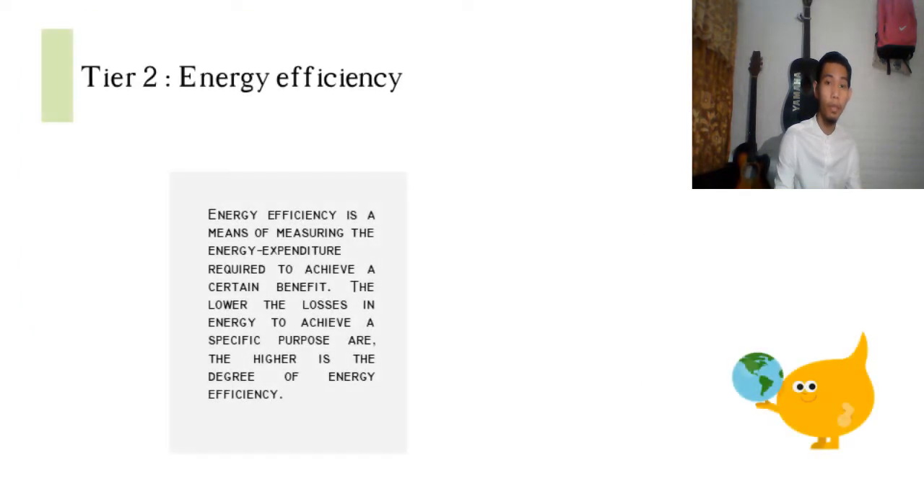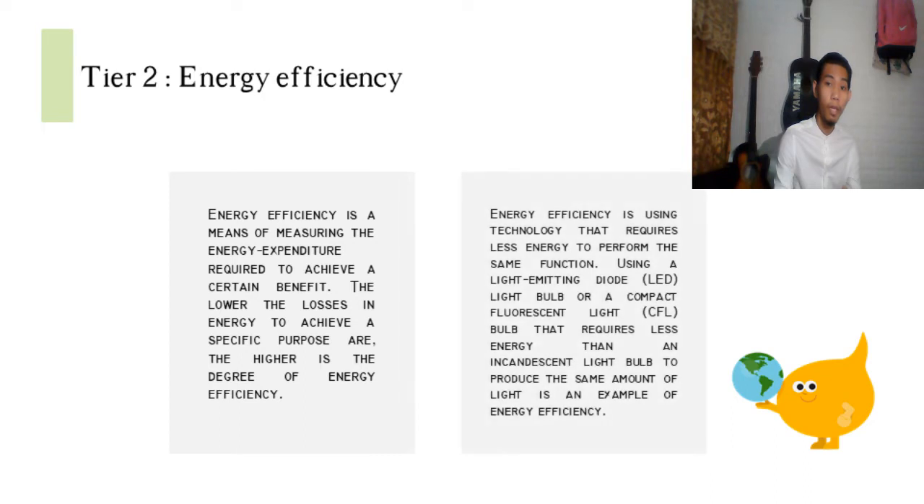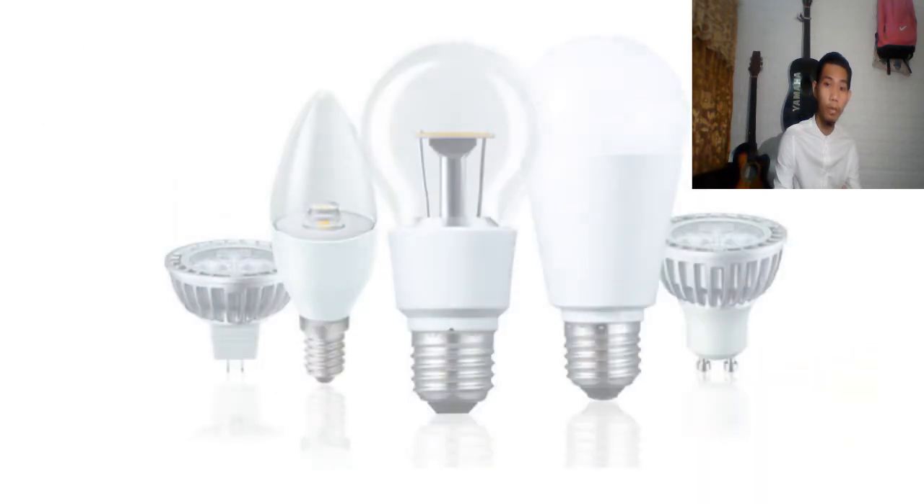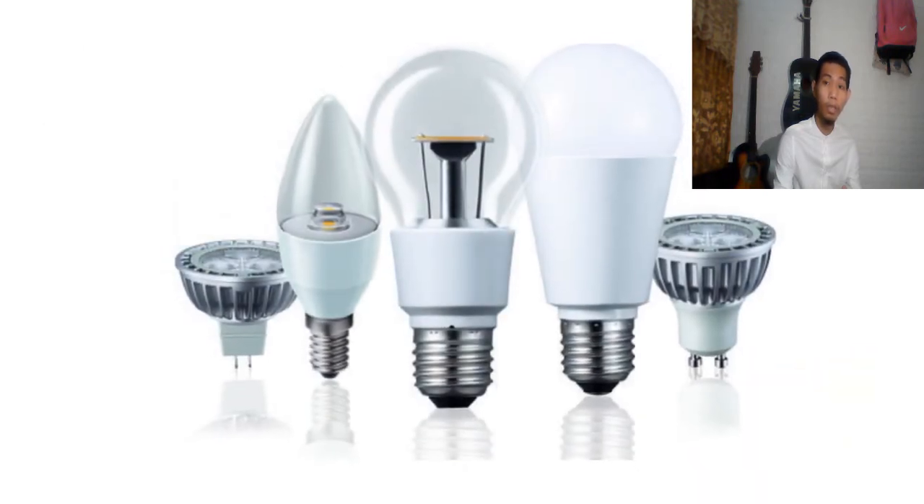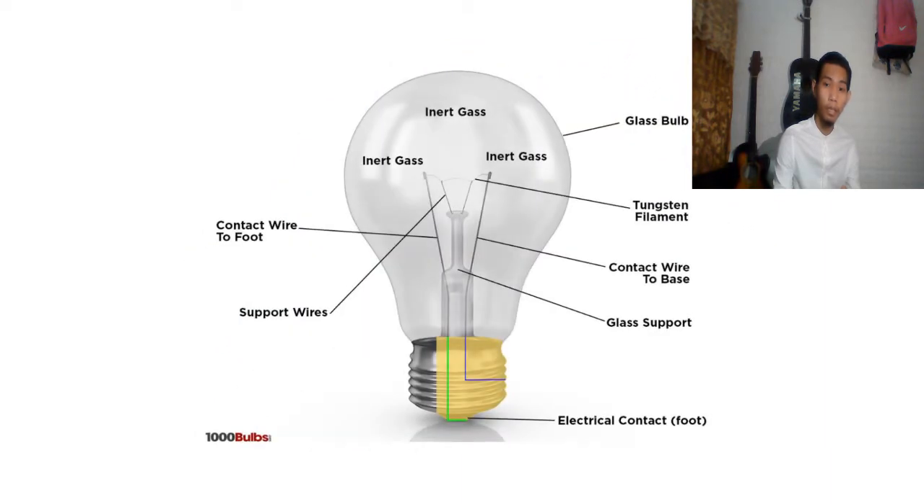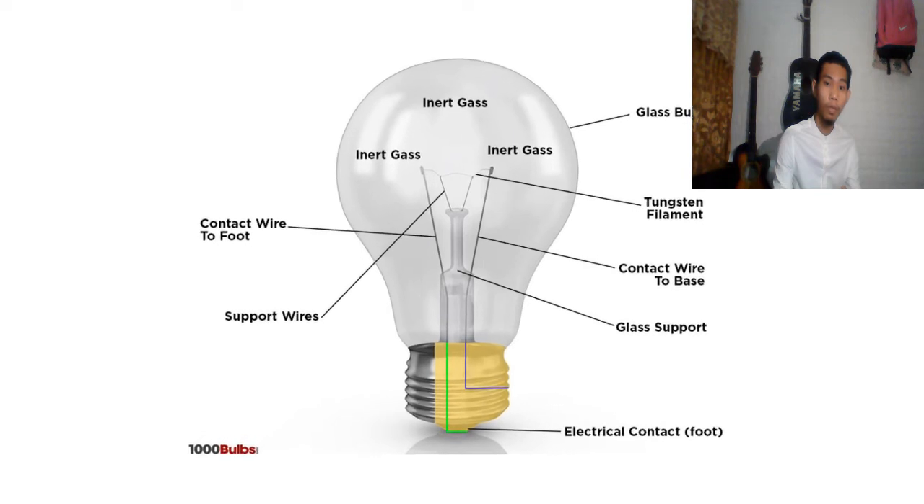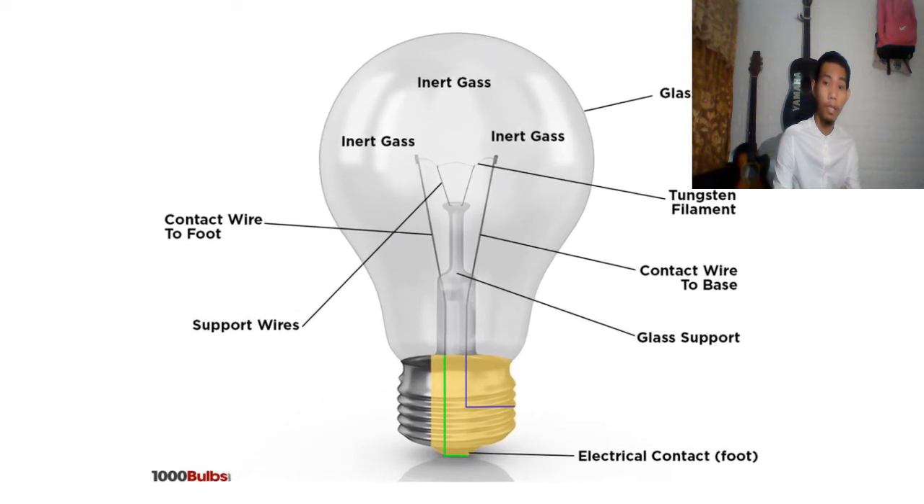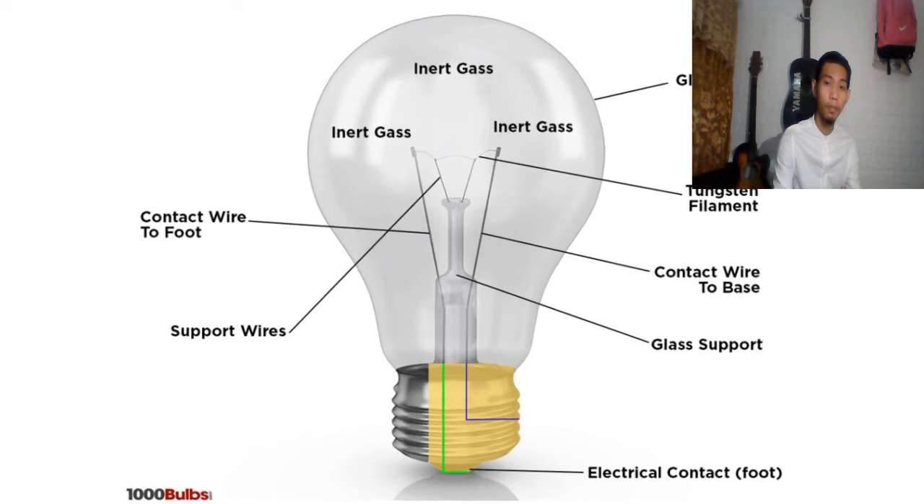Next, tier 2, which is energy efficiency. What is energy efficiency? Energy efficiency is a means of measuring the energy expenditure required to achieve a certain benefit. Energy efficiency is also using technology that requires less energy to perform the same function. Using an LED bulb or CFL bulb that requires less energy than an incandescent light bulb to produce the same amount of light is an example of energy efficiency.